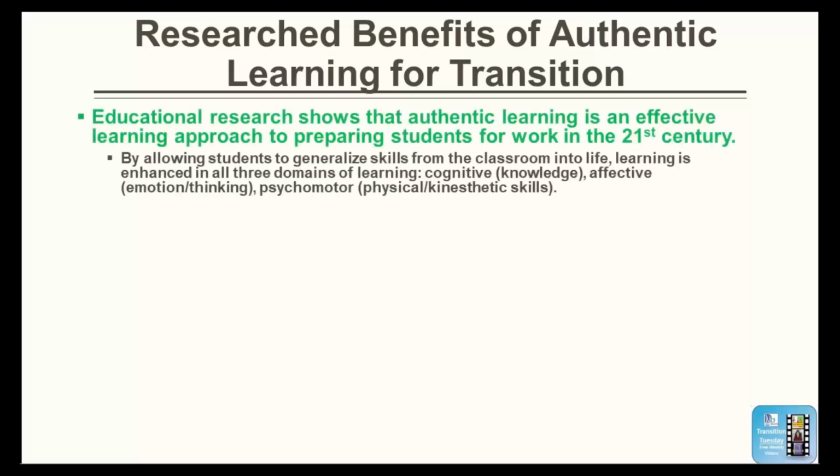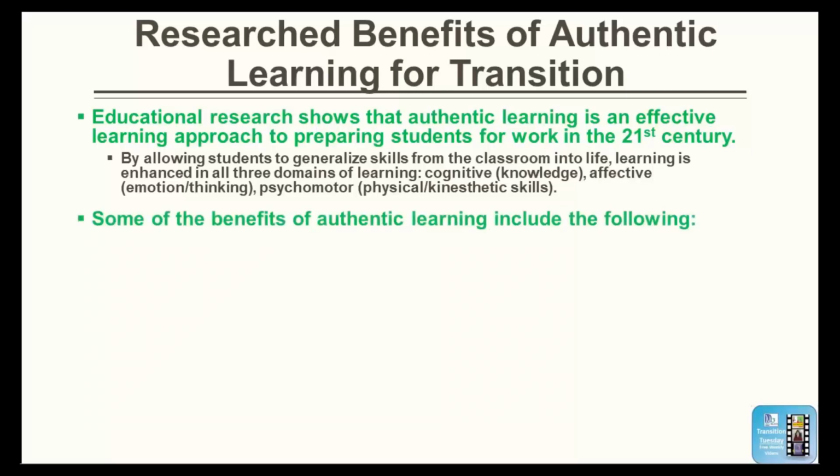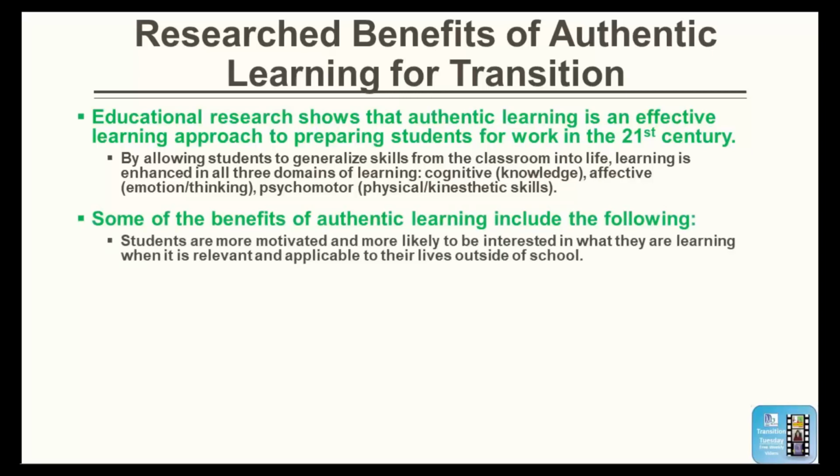Now let's talk about some research benefits of authentic learning for transition. Educational research shows that authentic learning is an effective learning approach to preparing students to work in the 21st century. By allowing students to generalize skills from the classroom to life, learning is enhanced in all three domains of learning: cognitive, affective, and psychomotor. Some of the benefits of authentic learning include the following. Students are more motivated and more likely to be interested in what they are learning when it is relevant and applicable to their lives outside of school.